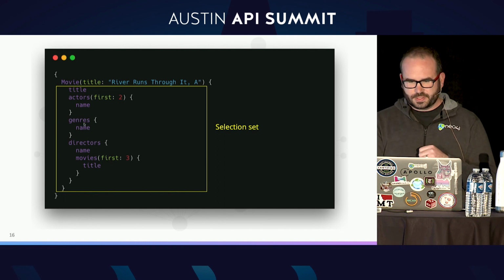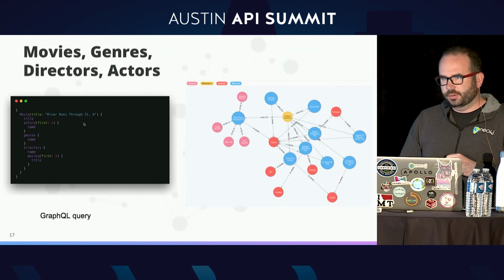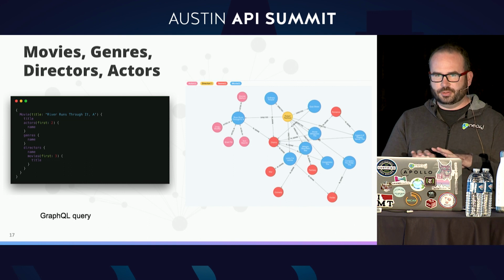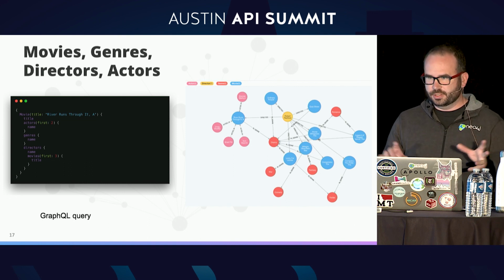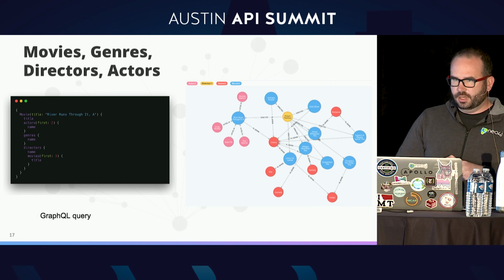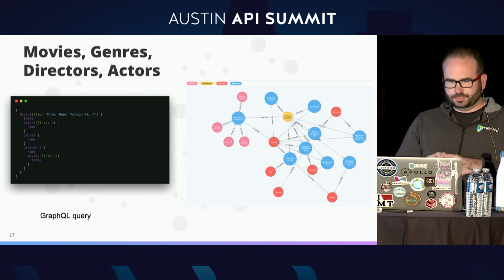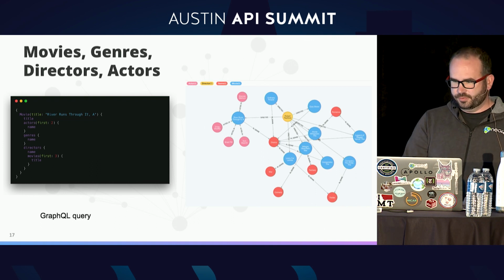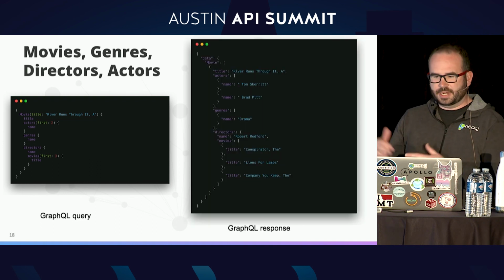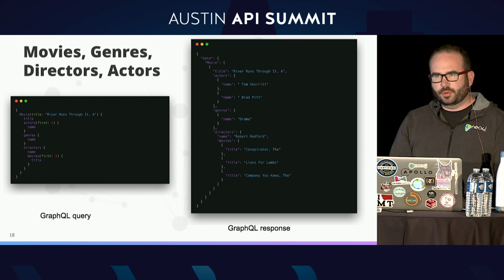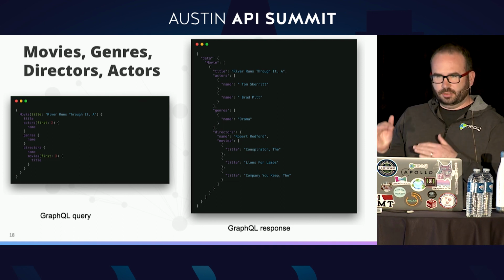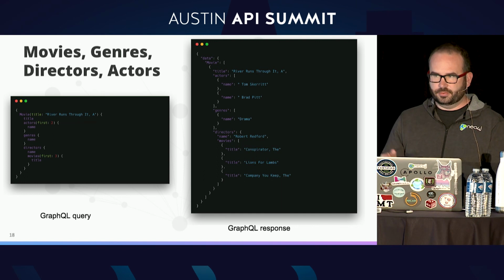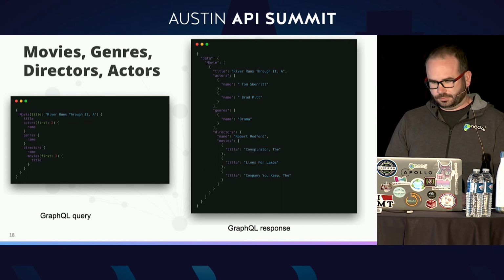So you can see here that we're really expressing in our query how to traverse this graph of movies, genres, directors, and actors. And our query is specifying exactly which pieces to return from this traversal. So the data comes back to us in this JSON format. And we can see here that we're getting just exactly the fields that we're asking for in our query.